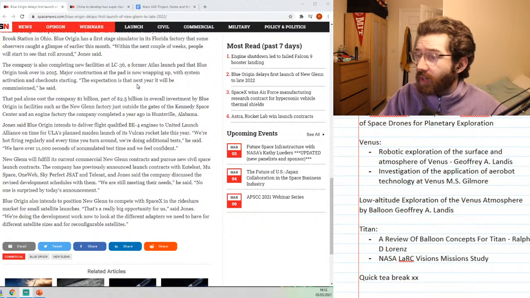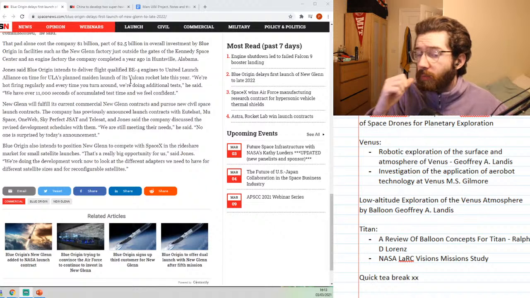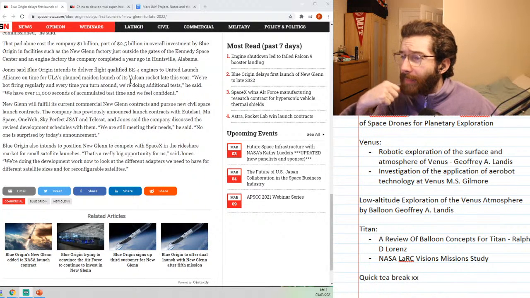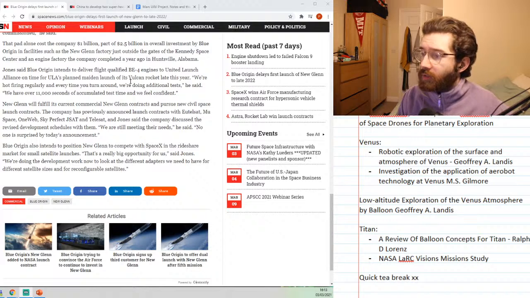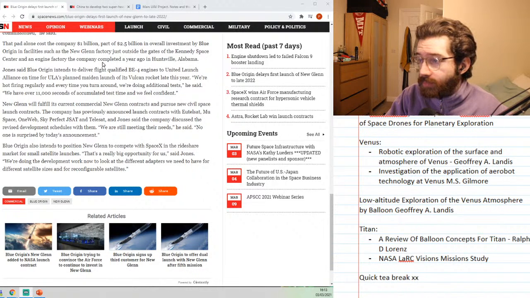Yeah, it seems like a lot of these companies are looking for new zones of their own to get stuff out, right? SpaceX has the oil rigs that they're looking to refurbish, and now Blue Origin has a former Atlas launch pad. So yeah, they're doing bits. That pad cost the company $1 billion, part of a $2.5 billion investment by Blue Origin in facilities such as the New Glenn factory just outside. Okay, so it was like an infrastructure spend, and that one pad cost them about a fifth, right? Oh no, sorry, just under a half, $1 billion to $2.5 billion.